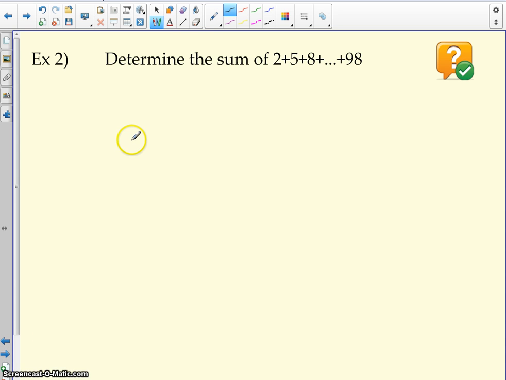So first it wants to determine the sum of 2 plus 5 plus 8 and so on and so forth all the way up to 98. Okay, so first off, let's write down everything we know. So it looks like this sequence is arithmetic. We're going up by 3 every single time. So we know our first term is 2 and our common difference is 3.